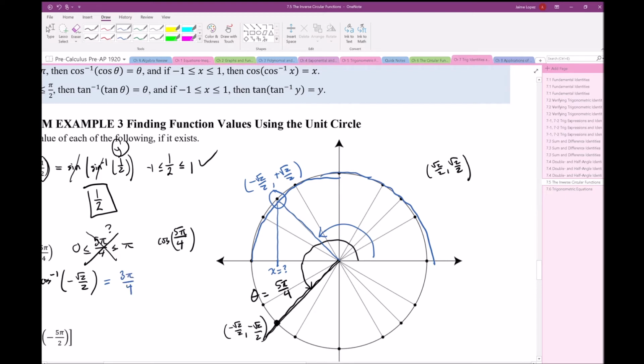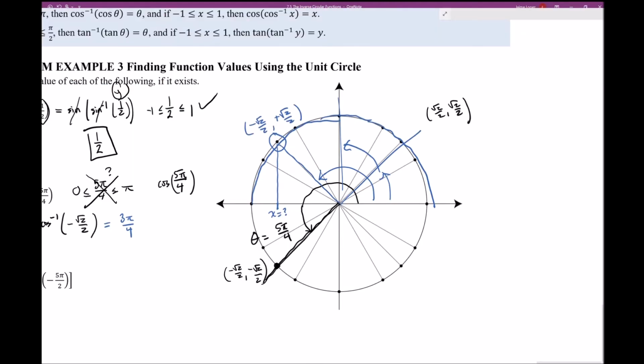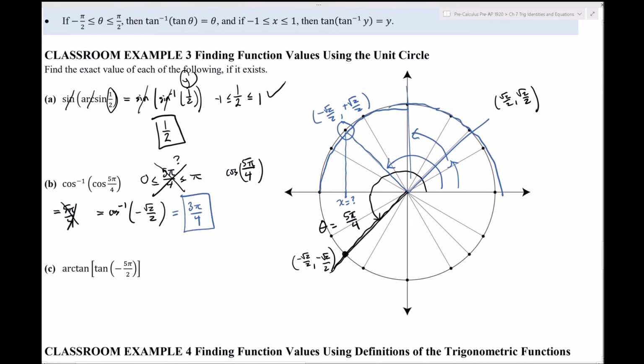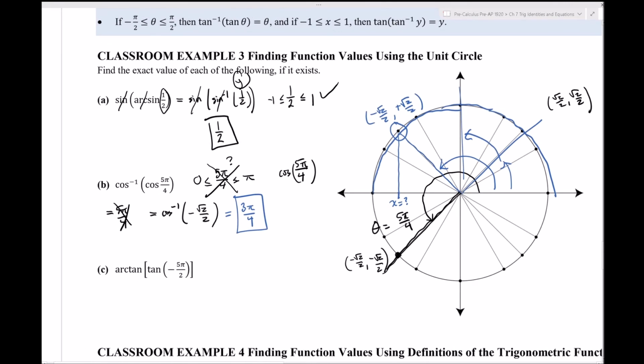If you remember, this was 1 pi over 4. This is 2 pi over 4, and this next one is 3. So it's a little messy, but that's how it works. So then this was 3 pi over 4. We try to do this with the next problem.